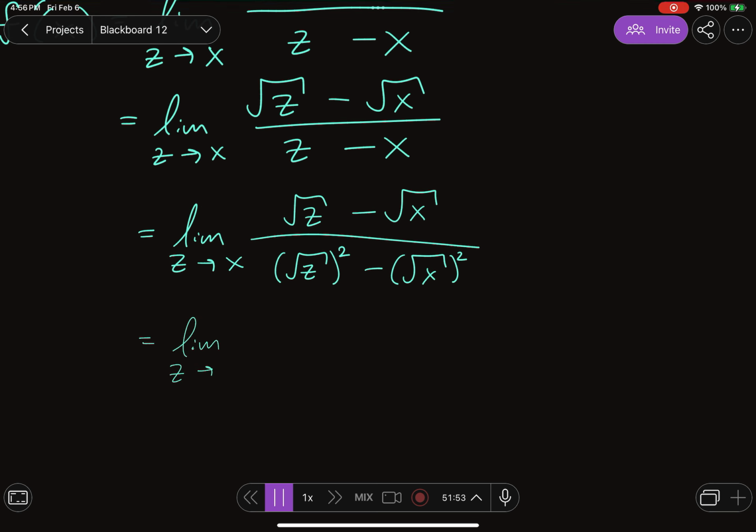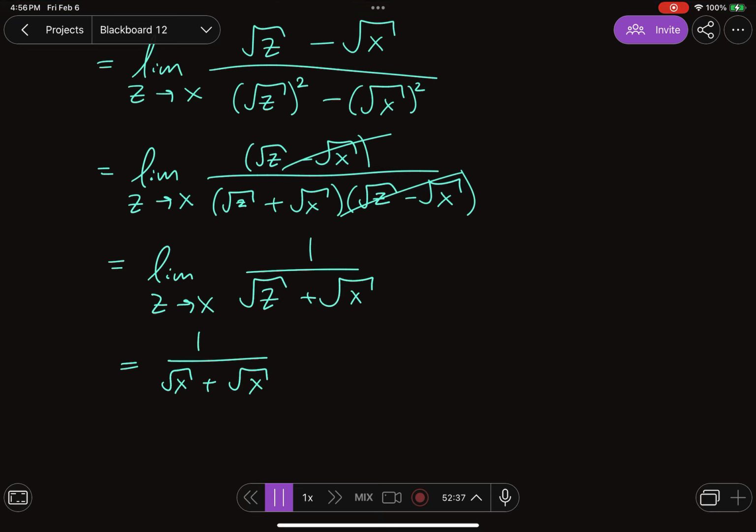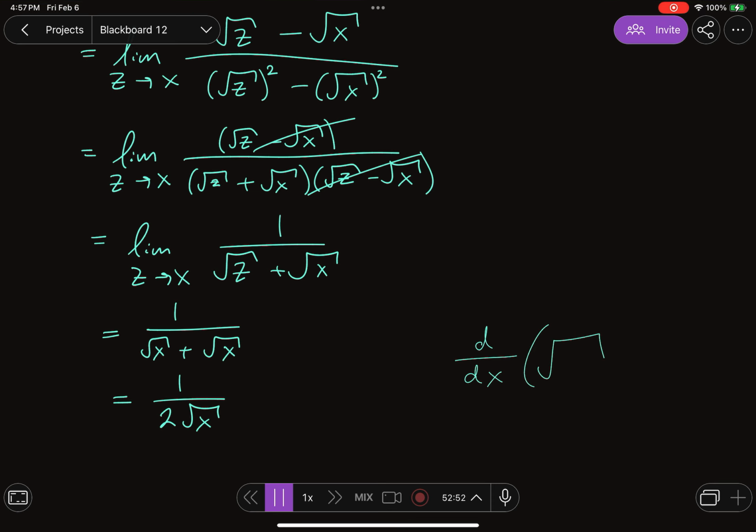So now we have the limit as z approaches x of 1 divided by the square root of z plus the square root of x. And this is equal to 1 divided by square root of x plus the square root of x. The thing that's moving is z, and z gets replaced with x. And that, of course, gives me 1 divided by 2 root x. So, famous derivative that we need to know for sure. The derivative of the square root of x is equal to 1 divided by 2 root x. And we just showed that to be true.